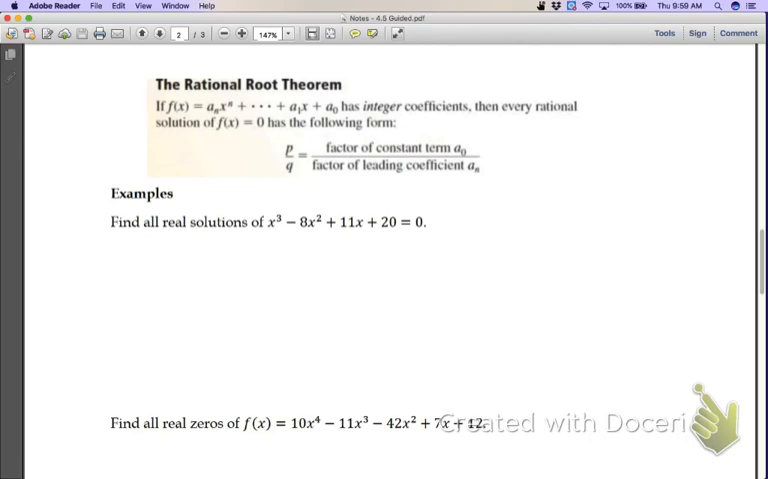Okay, that your coefficients are integers, so that means they can be a positive or a negative counting number. Then what that means is that every rational solution has the following form. Basically, it can be a 0. What you're trying to do is find all of the possibilities that you can have. So we're not really going to find the real solutions. We're going to find all possibilities is what we're doing here.